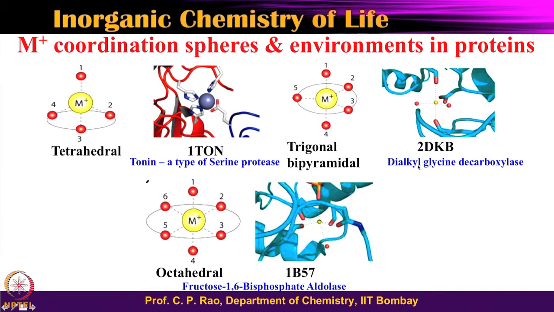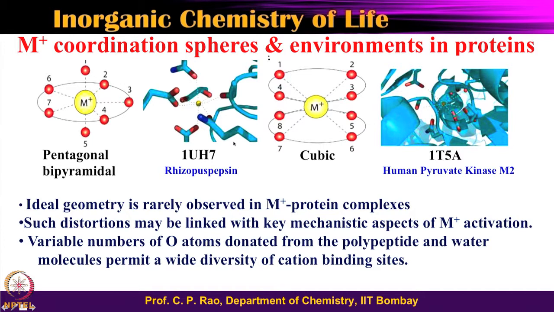Take another example, this dialkyl glycine decarboxylase. In this case, there are 5 coordination with respect to M plus. This is by 3 of them in the trigonal, and 2 of them axial, a trigonal bipyramidal kind of situation. Take another one where you have an octahedral 6 oxygens. You can see that in another enzyme, fructose 1,6-bisphosphate aldolase. Many of the enzymes have various sodium binding positions, potassium binding positions, or specific binding positions too. Take some more examples. This is 7 coordination, pentagonal bipyramid, and the example is shown, and 8 coordination is a cubic kind of thing, 4 on the top, 4 on the bottom, and the example is shown like this.